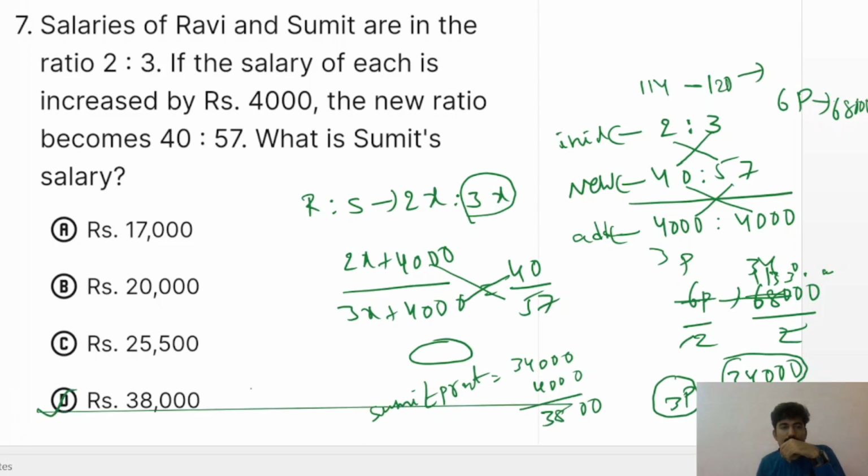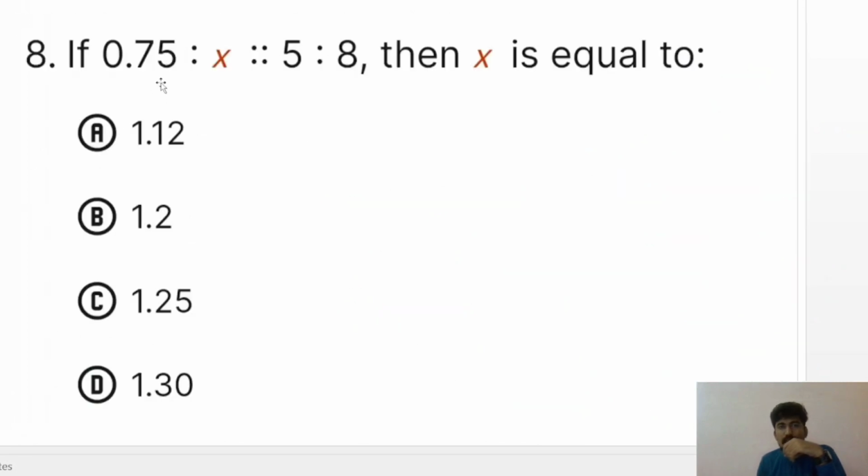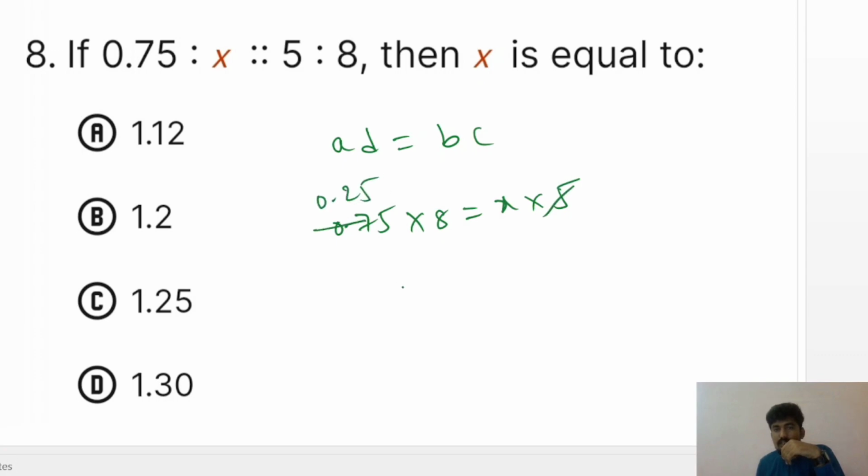Next question. If 0.75:x is equal to 5:8, then x is equal to... here we have to find out the x value. It is in proportion. We know when they are in proportion, AD is equal to BC. Here 0.75 into 8 is equal to x into 5.